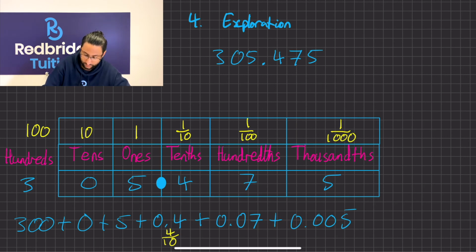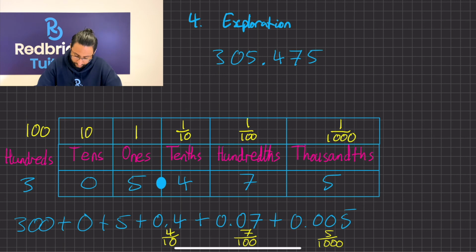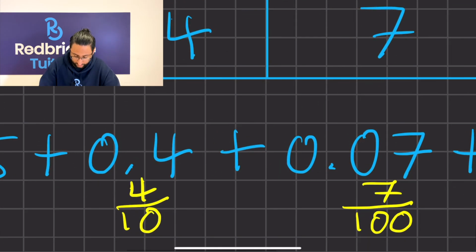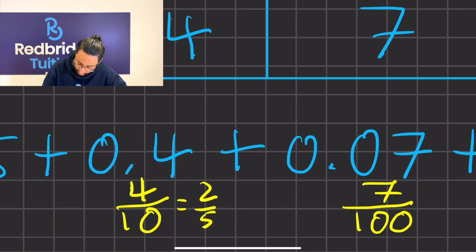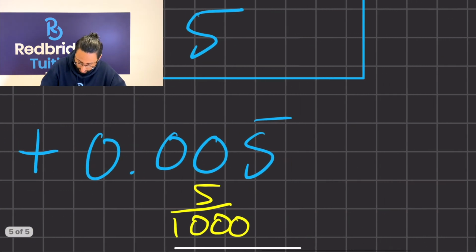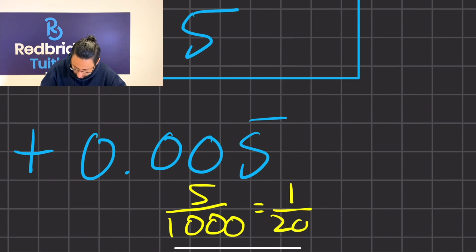Same with this one. You have 7 hundredths. We know that's 0.07. If it was supposed to be a fraction, we would do 7 out of 100. It's 7 hundredths. And again, this one will be 5 over 1,000, because it's in the thousandths column. If you know how to cancel down or simplify, then you can do that. Don't worry too much for now if you can't. But 4 over 10 becomes 2 over 5. 7 over 100 can't be simplified. And 5 over 1,000 becomes 1 over 200.